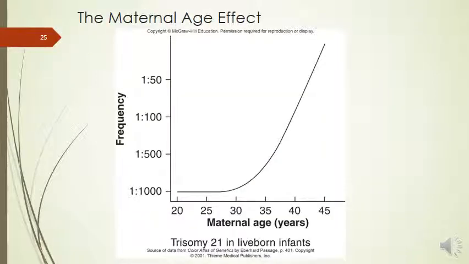This is a slide showing the maternal age effect on trisomy 21, which is Down syndrome, showing that as a woman gets older, she has an increased chance of having a child with Down syndrome due to non-disjunction.